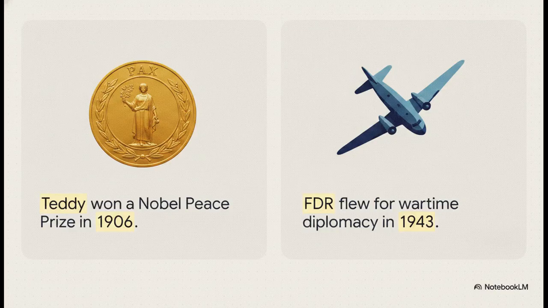Let's wrap things up with Part 5, Global Peace and War. You see, this family's influence simply couldn't be contained within U.S. borders. They actively projected American power globally through some incredible firsts. On one side, we have Teddy Roosevelt, who braved critics to become the first statesman of any kind to win a Nobel Peace Prize in 1906 for brokering peace in the Russo-Japanese War. On the flip side, you have FDR, who in 1943 became the first sitting president to fly aboard an aircraft, literally taking to the skies to coordinate World War II strategy.